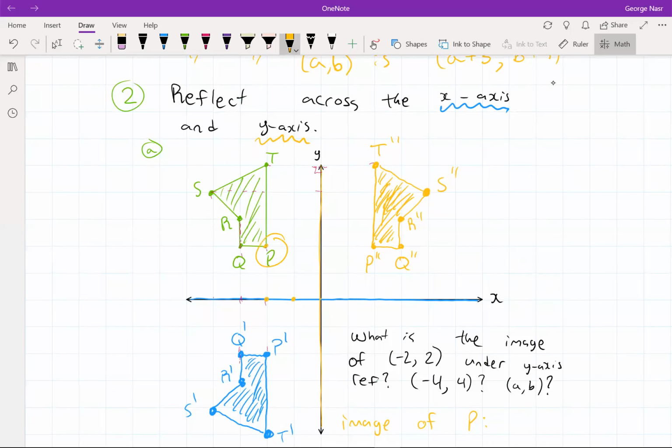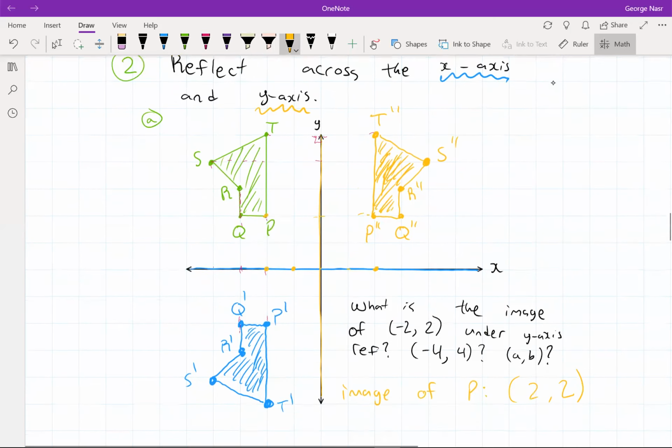If this is P, then it travels 2, so it goes 2 more, and that's where P should be. Okay. All right, so where is the image of P? So it traveled across the y-axis to get here, right? So x is now positive 2, and I still go up 2. So that is 2, 2.